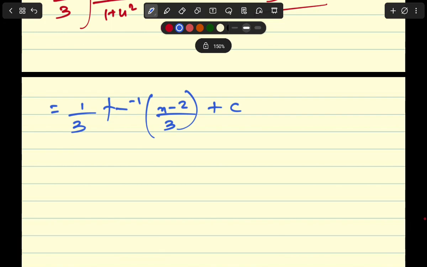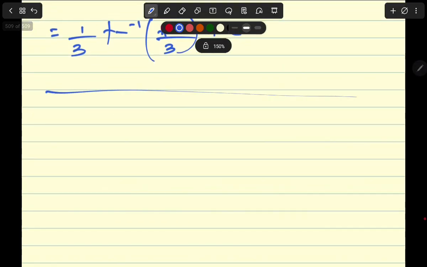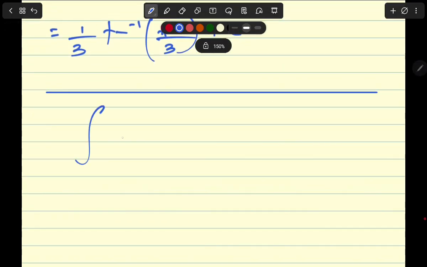Okay, now if I ask you to integrate an exponential function, let's say you have e to the power of 2x plus 3, and you have to integrate it with respect to x.